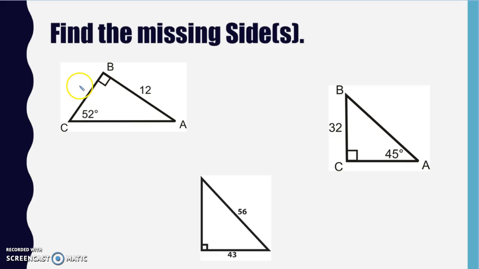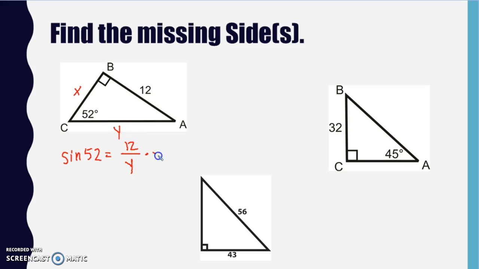I'm trying to find both of these, so if I call BC x and AC y, if I want to find y first, and I look at 12 and y, well, 12 is opposite 52, and y is my hypotenuse because it's opposite the right angle. The trig function that uses opposite and hypotenuse is sine. So I can say sine of 52 equals opposite 12 over hypotenuse y.